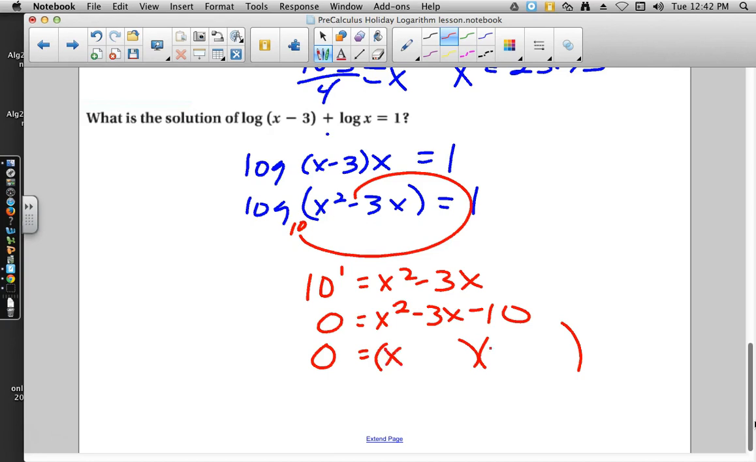But we need two numbers that multiply to negative 10 and add to negative 3. The good news is we have a couple of those, negative 5 and positive 2. So that means our solutions are 5 and negative 2. But as we were going through this problem, we exponentiated. We raised something to a power. And when that happens, we have to double check that we are going to get solutions that work. We have to check our answers and make sure this is going to work.